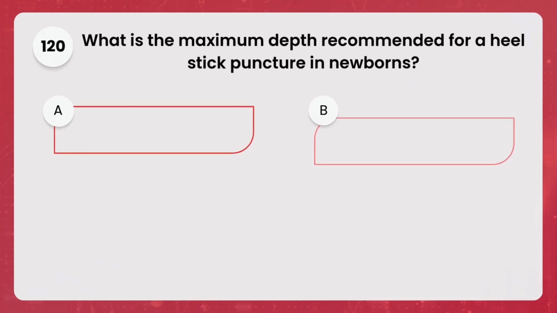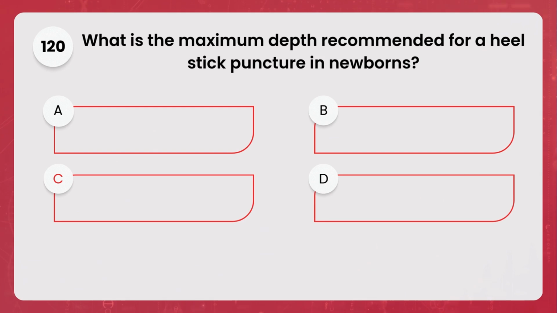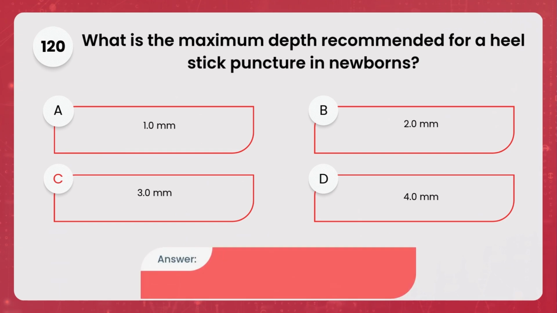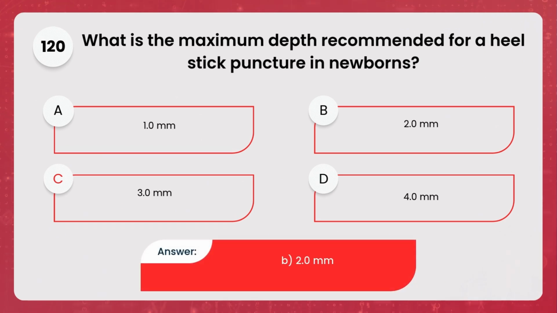Number 120. What is the maximum depth recommended for a heel stick puncture in newborns? A. 1.0 millimeters. B. 2.0 millimeters. C. 3.0 millimeters. Or D. 4.0 millimeters. The answer is B. 2.0 millimeters.